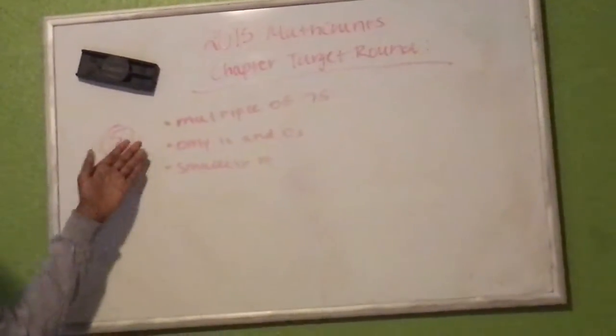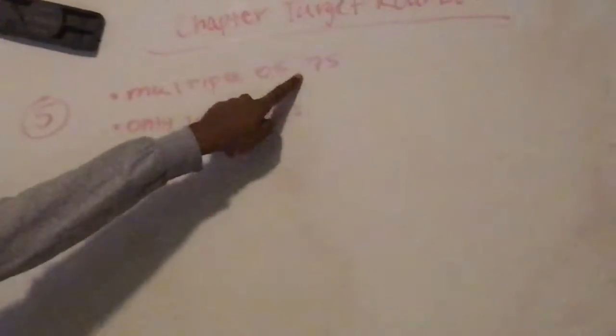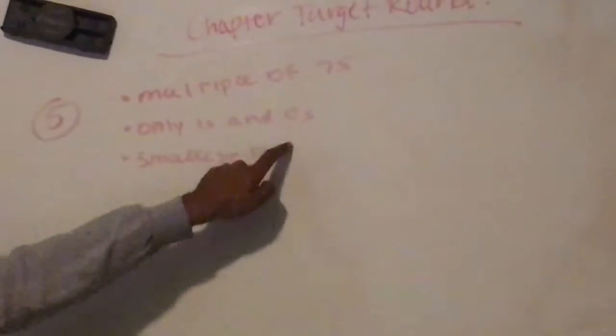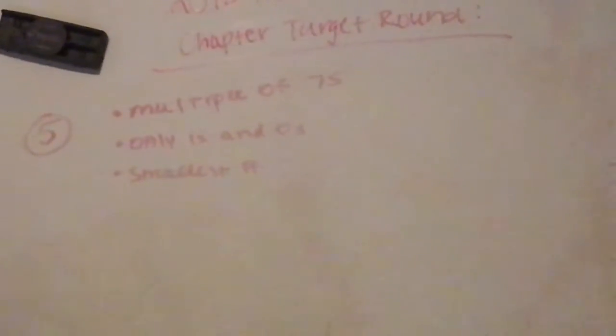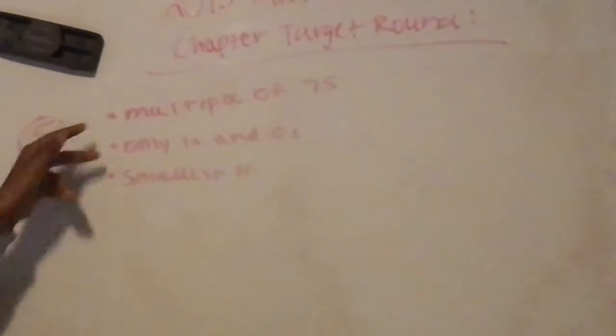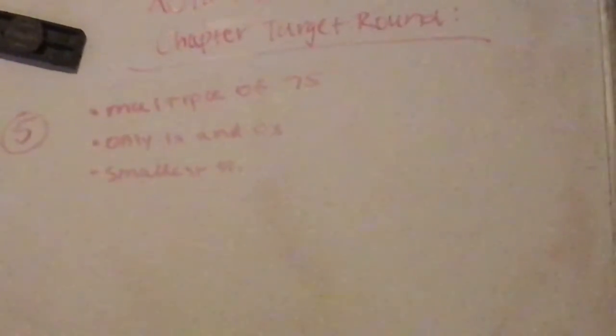So what I did was I first listed all the things that the problem asked. It needs to be a multiple of 75, only ones and zeros, smallest number. They don't want any random number. They want the smallest possible number that satisfies the first two conditions.